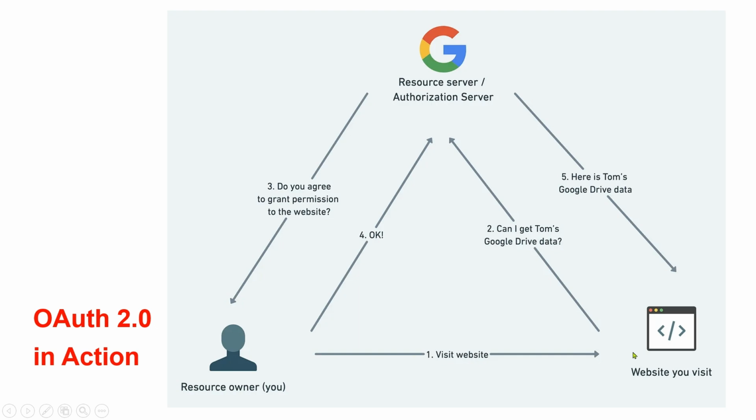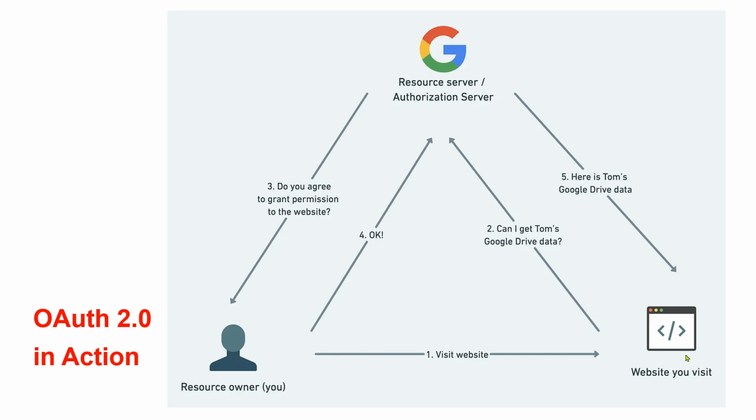He visits the website. Website means the client website, like Instagram. So he is visiting a website that needs access to your Google Drive data. Consider the Google Drive data. So this is Google Drive. Who visits a website that needs your Google Drive data, whatever data is in your drive.